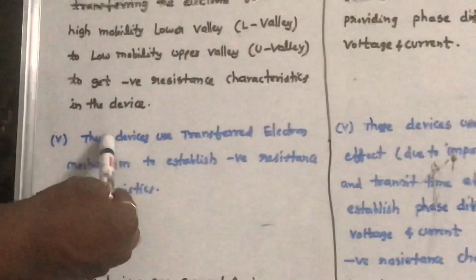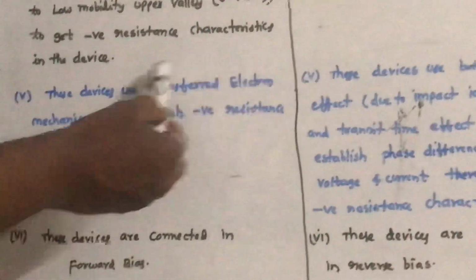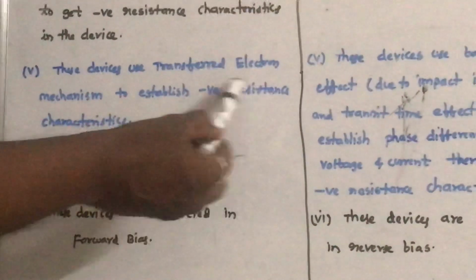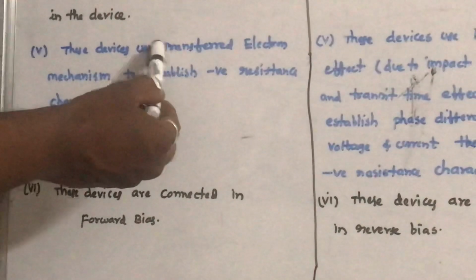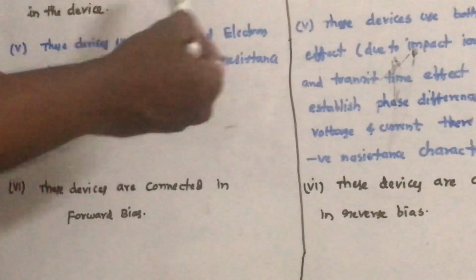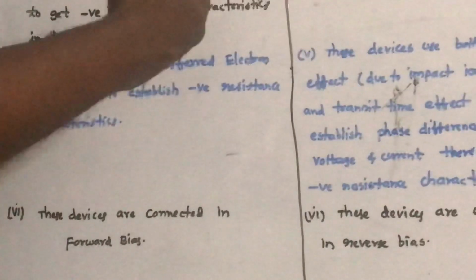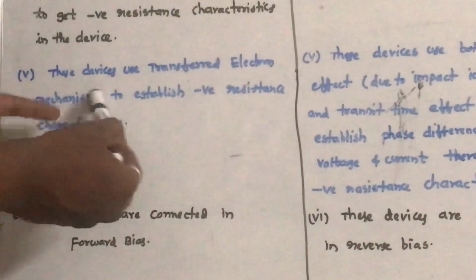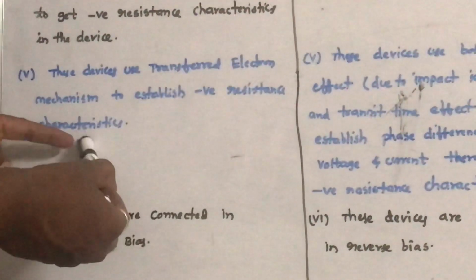Now, these devices use the transferred electron mechanism to establish negative resistance characteristics, which I have explained. That is, transferring of electrons from lower valley to upper valley, that's why it is called the transferred electron mechanism.